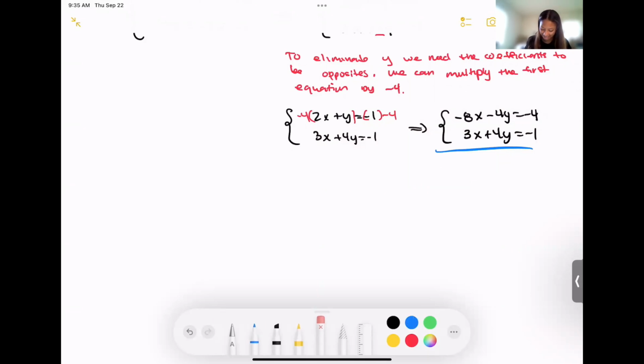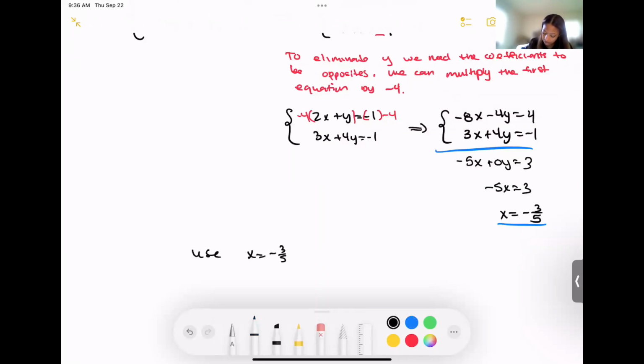All right, where did I make my mistake? I made a sign error. Here, we had -1 times -4, so that should be a +4. And then that changes our equation. We would end up with negative 5x plus 0y equals 3. And then negative 5x equals 3. And then x would be equal to negative 3/5. All right, but still, yay. Now we have that x. We're going to use that x. So use x equals negative 3/5.